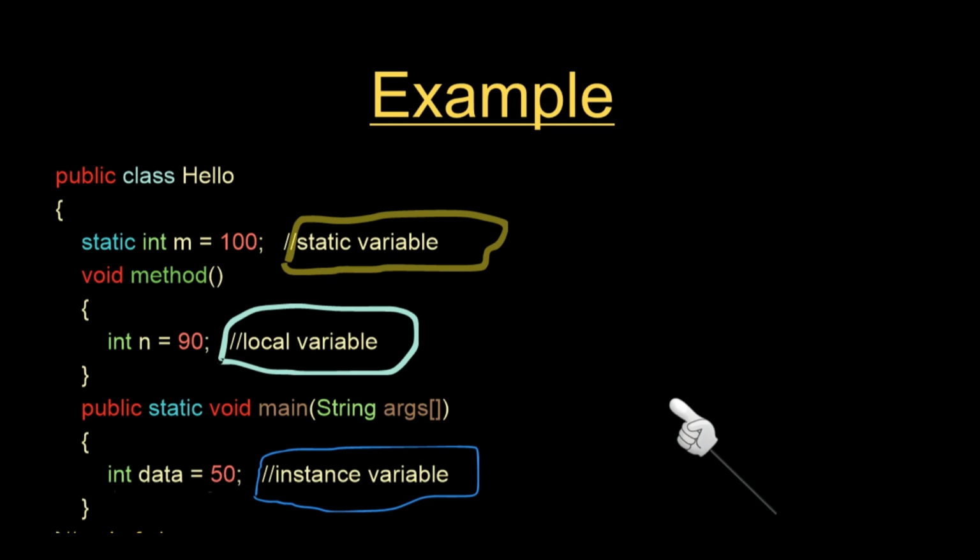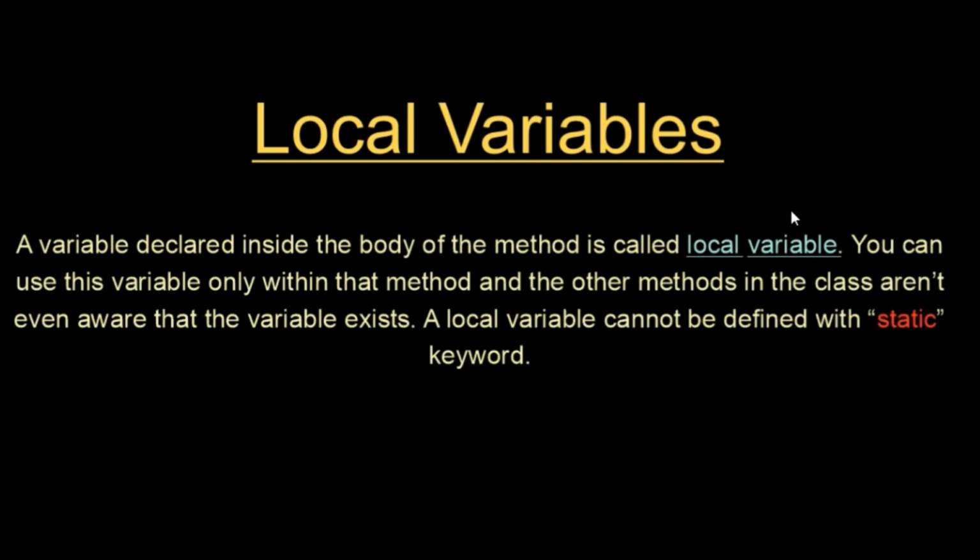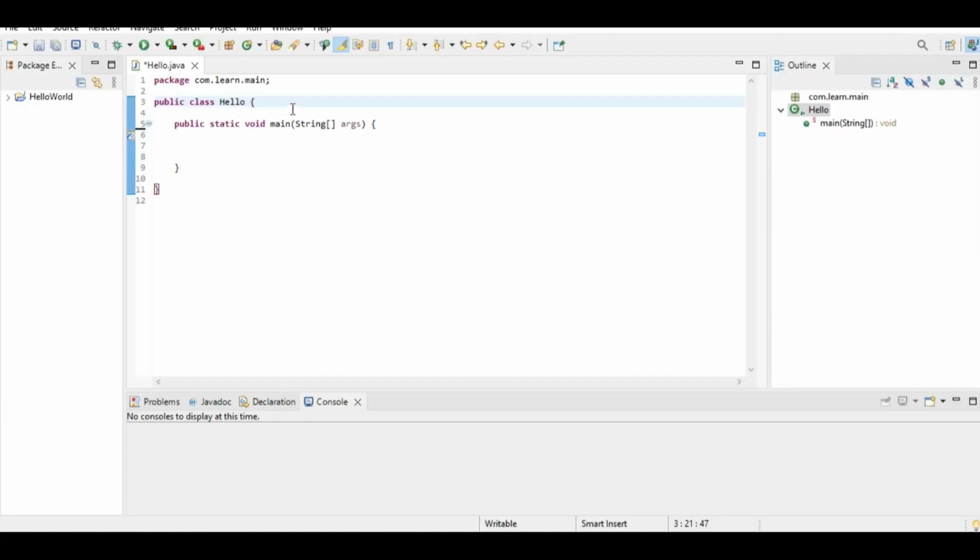Let's get our hands on coding. Talking about local variables: a variable declared inside the body of a method, just to go over it again, is called a local variable. You can use this variable only within that method, and the other methods and the class aren't even aware that the variable exists. So in Eclipse, we just want to create a dummy. We're not talking about methods today, so don't think so much about the method, just think about what's going on with the variable. That's the most important thing you want to get out of this video.